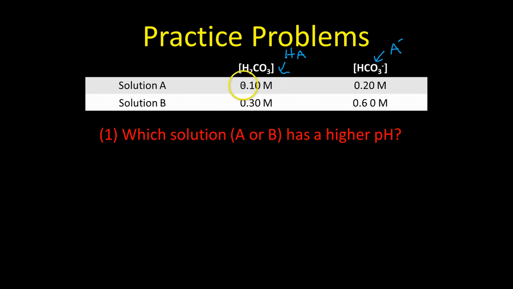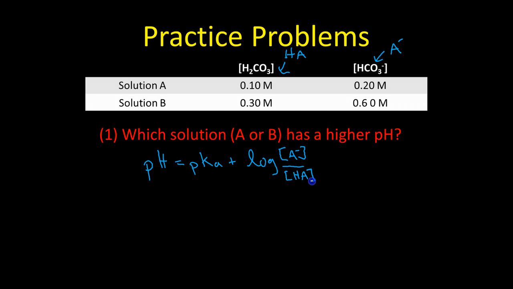and our bicarbonate here is our A-, so it's the conjugate base. We ask a question here. Solution A has 0.1 molar of HA and 0.2 molar of the conjugate base. Solution B has 0.3 molar of the acid and 0.6 molar of the conjugate base. The question is, which of these solutions has a higher pH? Hopefully you remember from the Henderson-Hasselbalch equation that the pH is dependent on the pKa plus the log of the ratio of your conjugate base over the acid of your buffer.